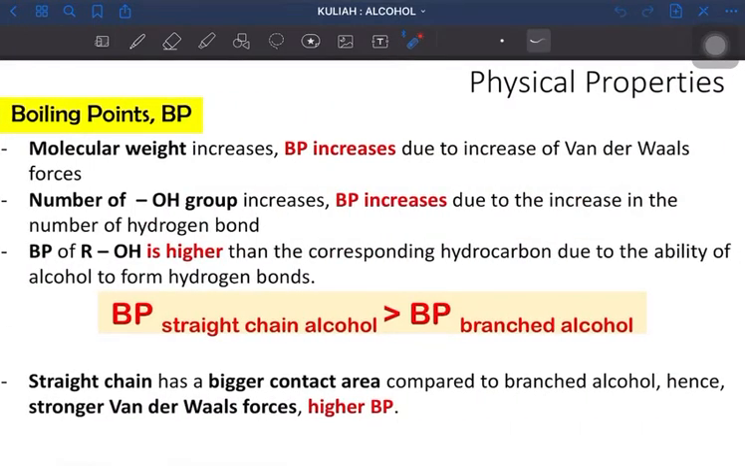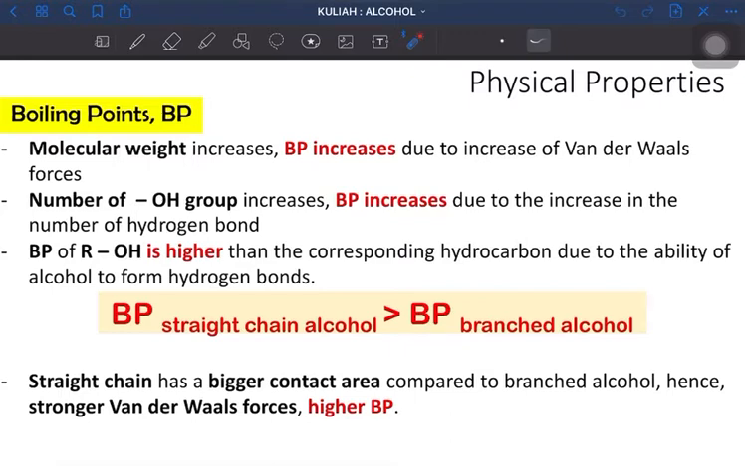So, kita dah tengok introduction dan juga naming the alcohol according to IUPAC nomenclature. So, sekarang ni kita nak pergi kepada learning outcome yang terakhir, which is the physical properties of the alcohol. Okay, so the boiling point first. So first physical property that we are going to look into is the boiling point.